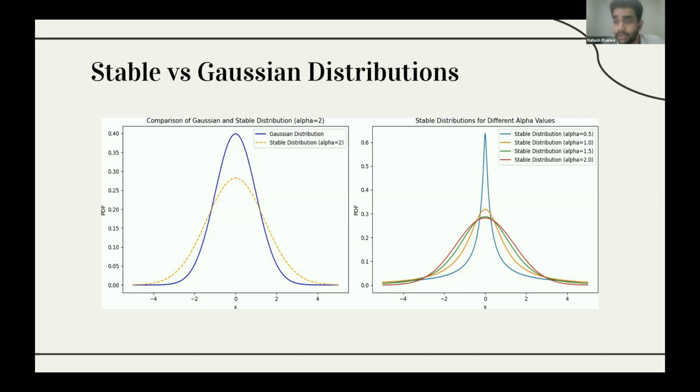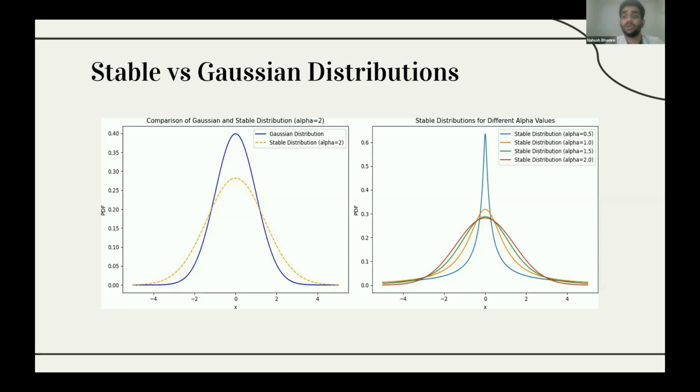And on the right hand side, we observe the stable distributions plotted for different values of alpha. As alpha decreases from 2, the shape of the distribution changes dramatically. Specifically, the peak becomes sharper and the tails become heavier. In other words, the probability of observing extreme values increases as alpha decreases. This feature is crucial when modeling real-world data that contains outliers or heavy tail behavior that Gaussian distributions cannot capture.